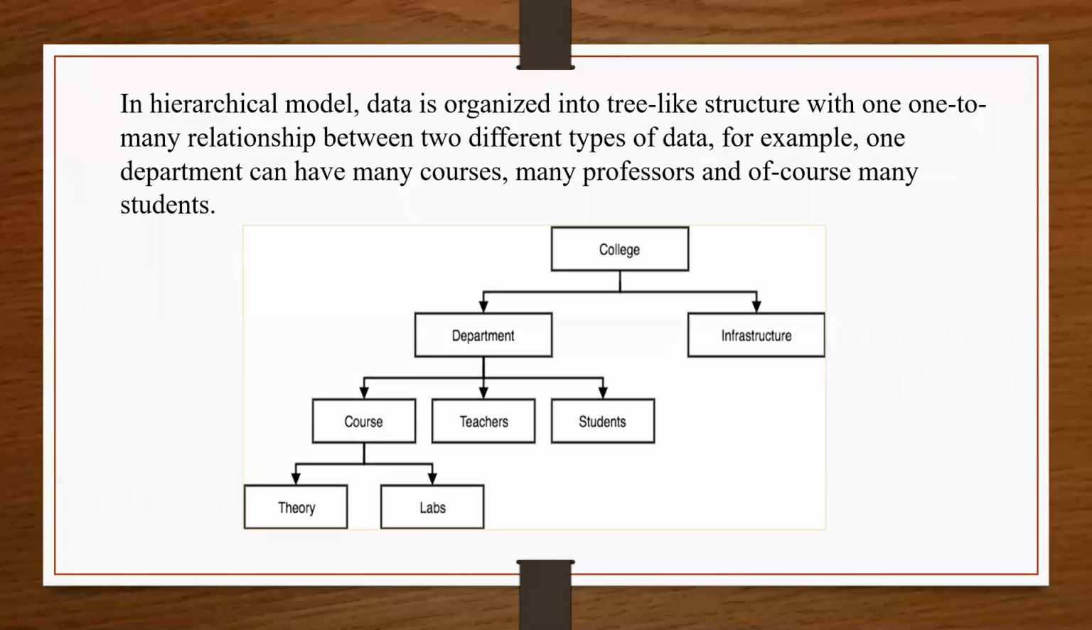Okay, in the hierarchical model, data is organized into a tree-like structure with one-to-many relationships. What is a relationship? We will see what a relationship is. Relationship means how the data is connected. How is one class connected to a second class? Here the department table is connected with the course table, teachers table and students table. Okay, all are tables. We will make these tables, then we will store the data within these tables and then we will connect this data. So this is a hierarchical model.